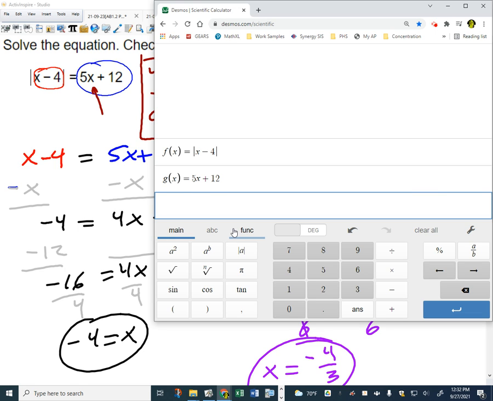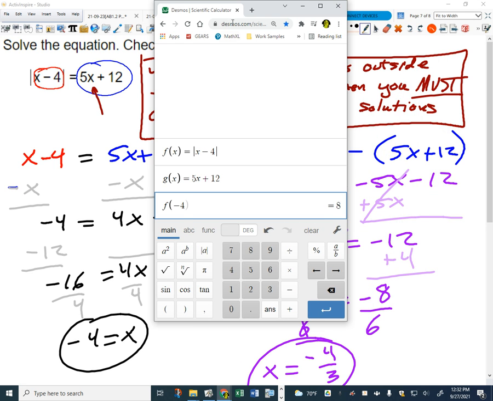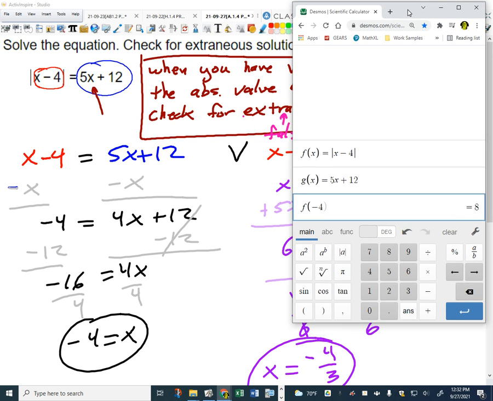Okay, here's all I have to do. If I want to check negative 4, to see if it makes the equation true, aren't I just plugging negative 4 into the left side and negative 4 into the right side and seeing if I get the same thing? Right? Everybody agree? Okay, so let's do that. I can just do f of negative 4, and look what it gives me. It tells me it's equal to 8. Okay, I can make this a little narrower. We don't have to have it so wide.